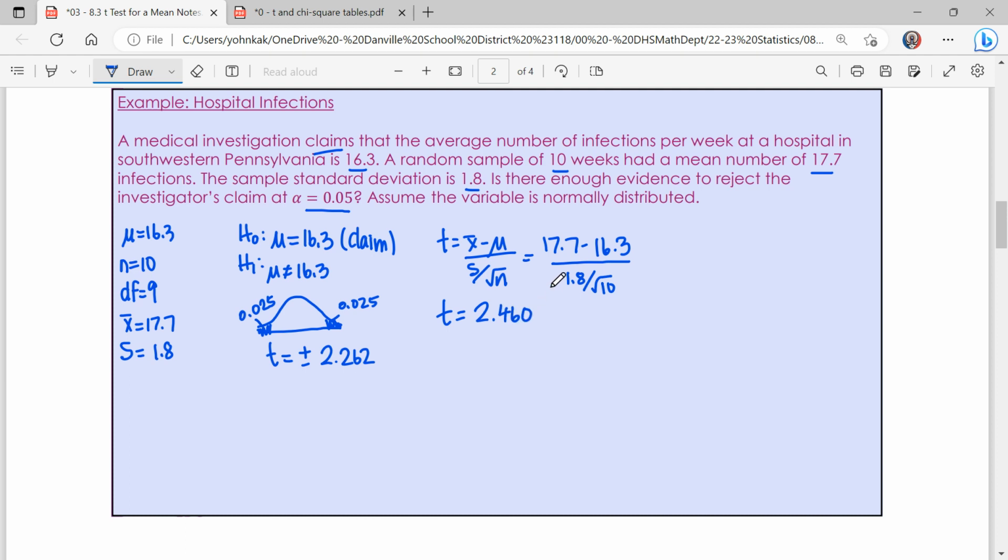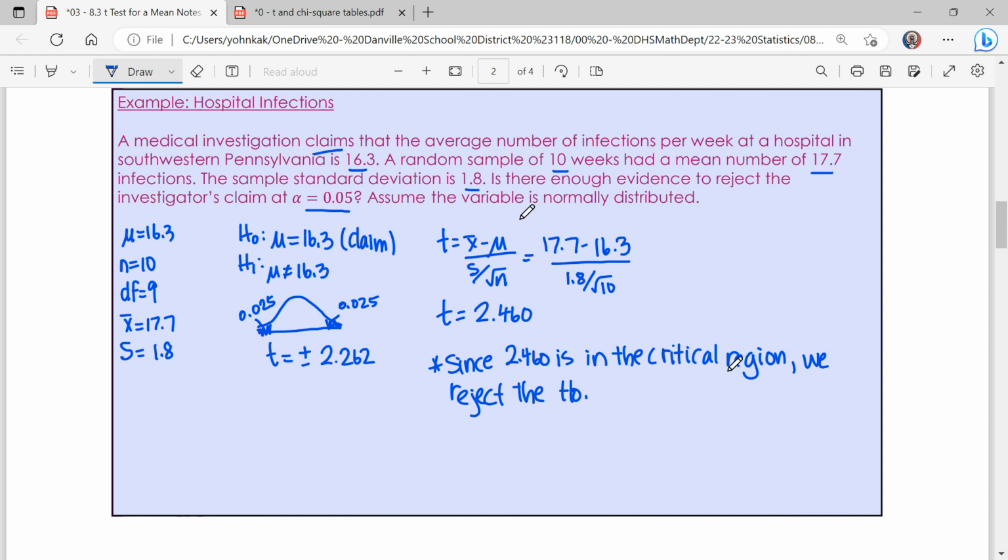All right, so now we have to see if we reject or fail to reject. Our cutoff critical value is 2.262, we have a test statistic of 2.460. That means it's in the critical region, so we are going to reject the null. So we're going to say since 2.460 is in the critical region, we reject the null.